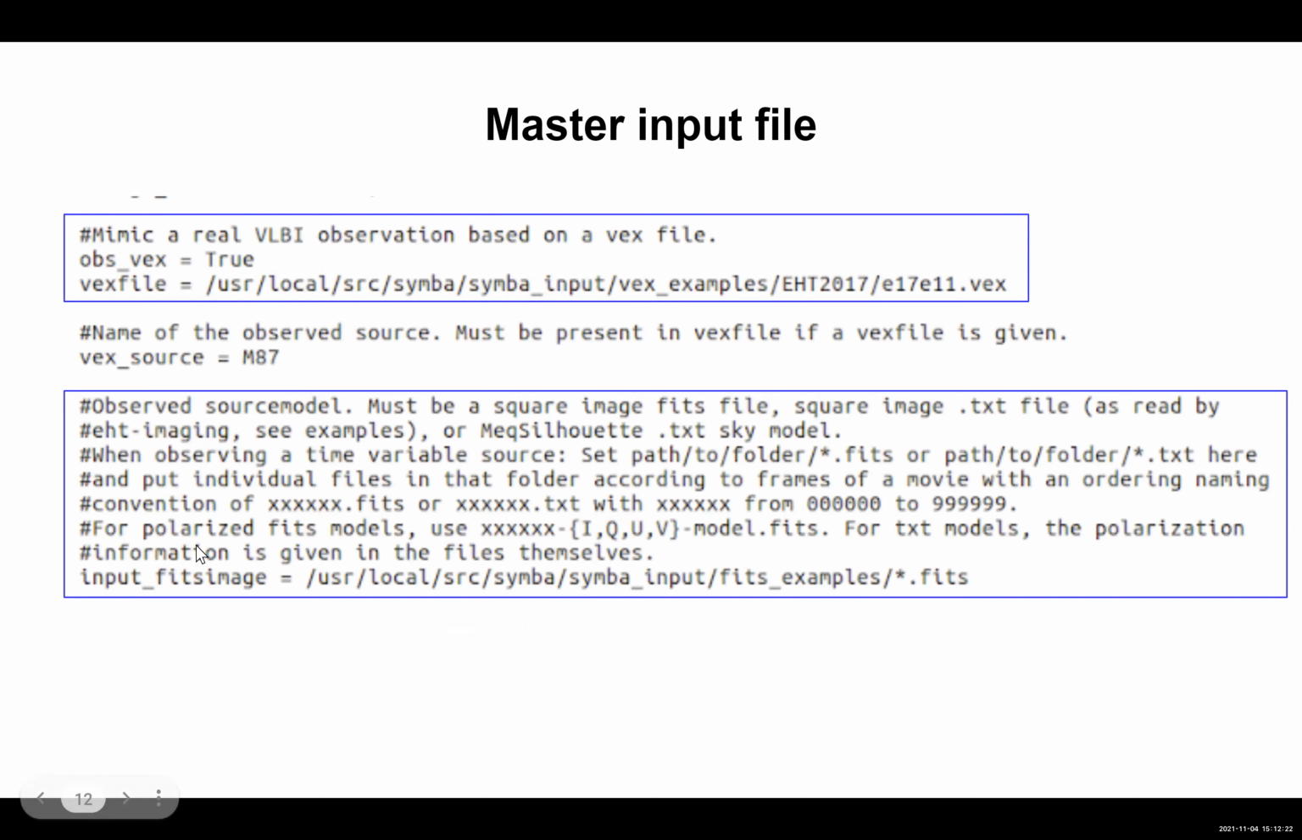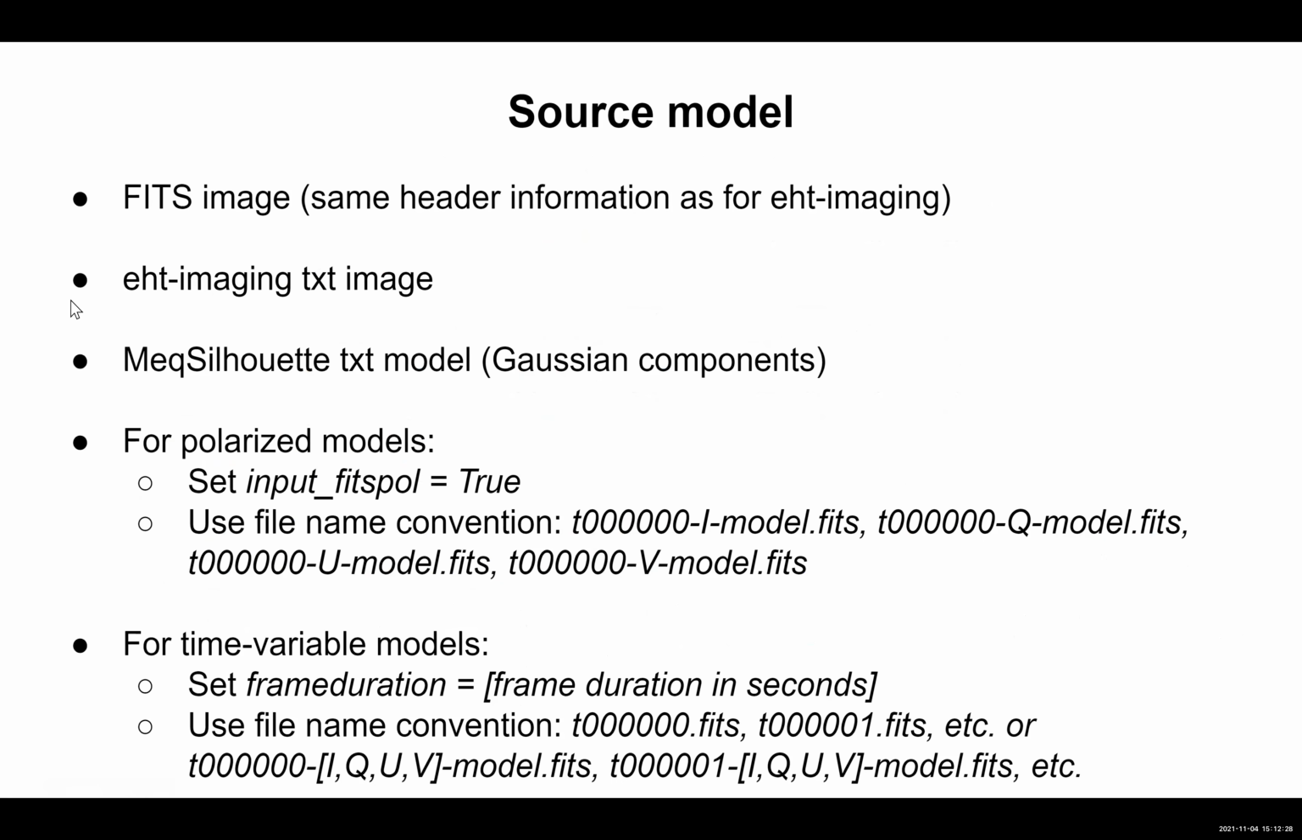And here you can then put in your source model. And for the source model, there are a couple of formats that you can use. You can use FITS images, and anything that will work with EHT imaging will also work with SYMBA. You can also use the EHT imaging text format for an image or a MAXSILHOUETTE text model. And this is basically a list of some Gaussian components. For polarized models, there's this input visibility parameter that you have to set. And you have to use this file name convention for the I, Q, U, V models.